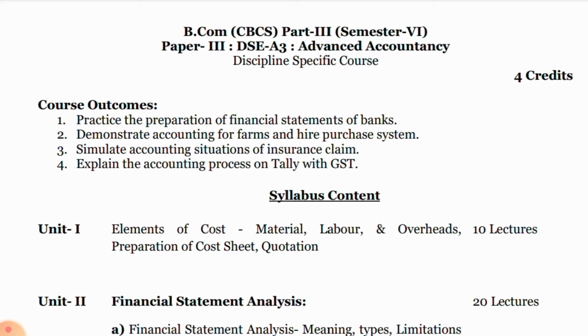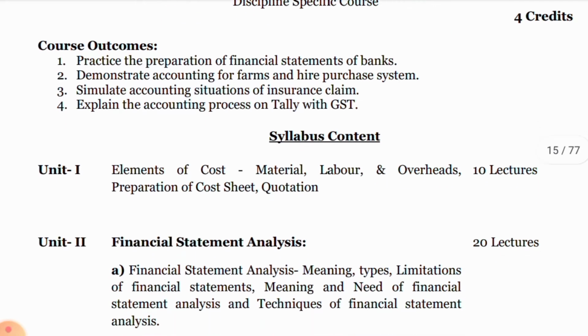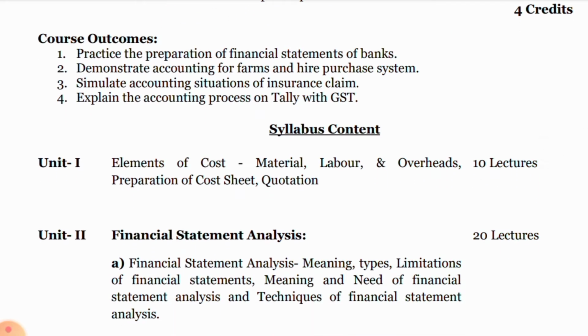B.Com Part 3, Semester 6, Advanced Accountancy Paper 3. Watch the syllabus content. Unit 1: Elements of Cost, which includes chapters on material cost, labor cost and overheads, and preparation of cost sheet and quotation.